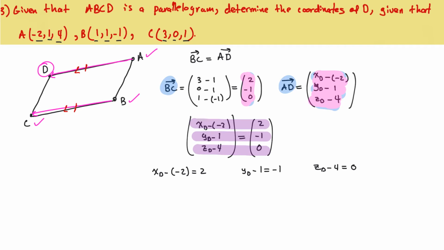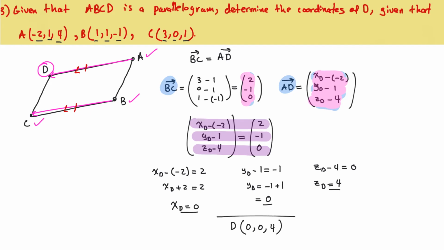For the first one, this is the same as xd plus 2 is equal to 2. So I'm going to subtract 2 from both sides, and I will get xd is equal to 0. For the second one, I'm going to add 1 to both sides. So yd is equal to negative 1 plus 1, which is equal to 0. Interesting. And the last one, I'm going to add 4 to both sides to get 4. So for point D, the x component is 0, the y component is 0, and the z component is 4. And that is my final answer.